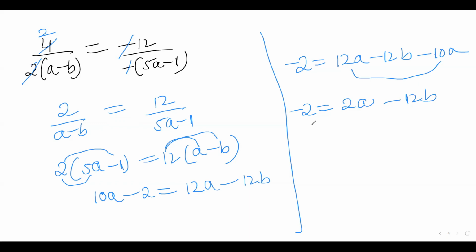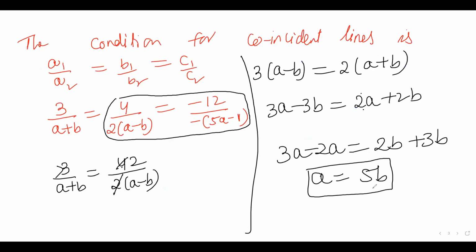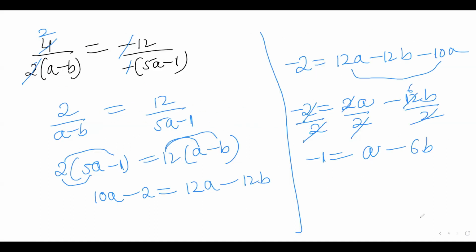All the terms are divisible by 2. पूरे terms 2 से divide होते हैं, so 2 से पूरे terms को divide कर दीजिए. On the left hand side and right hand side, 2 will get cancelled, minus 1 will remain. 2 will get cancelled, a will remain. 2 will go in 12 6 times, 6b. So now I got an equation: minus 1 is equal to a minus 6b. a is equal to 5b.